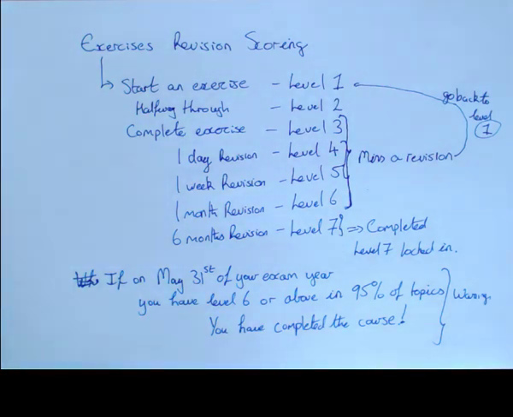If you've got a level 6 or above in 95% of the topics, you're considered to have completed the course. Level 6 means you've done your 1 month revision, and if you've got a 1 month or 6 months revision in 95% of the topics, you're considered to have completed the course. So of course this means that we'll need to finish the course by the end of April, so that your final 1 month revision will occur at the end of May.